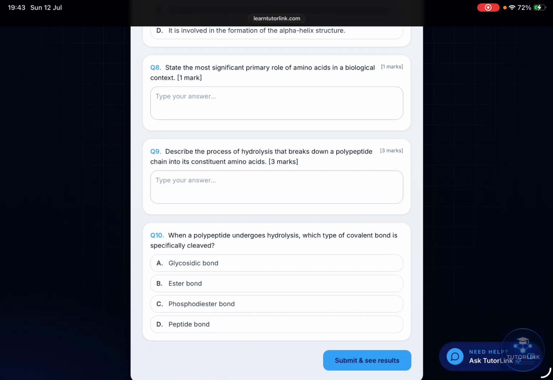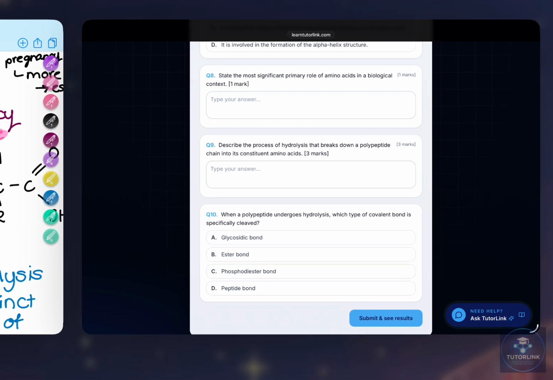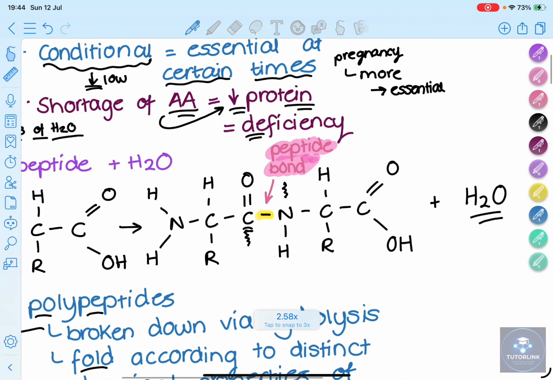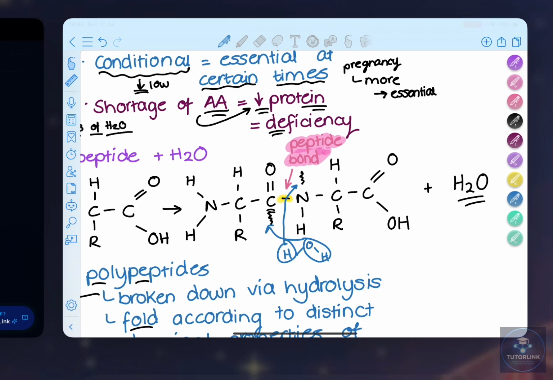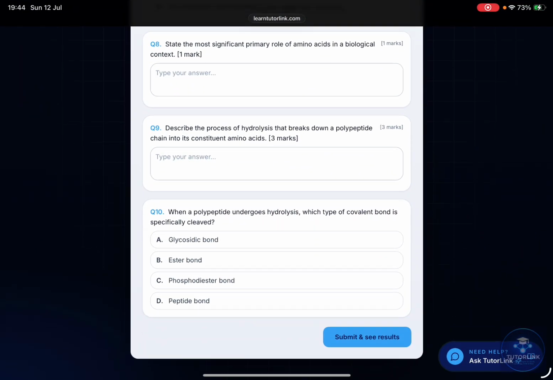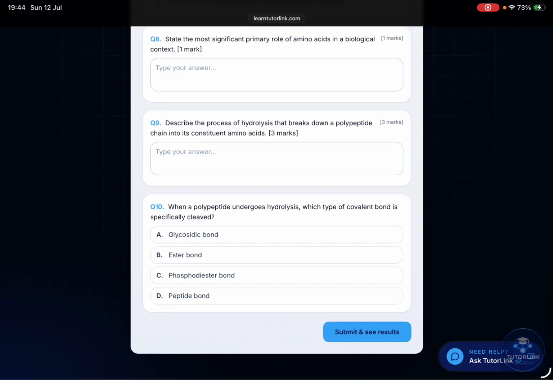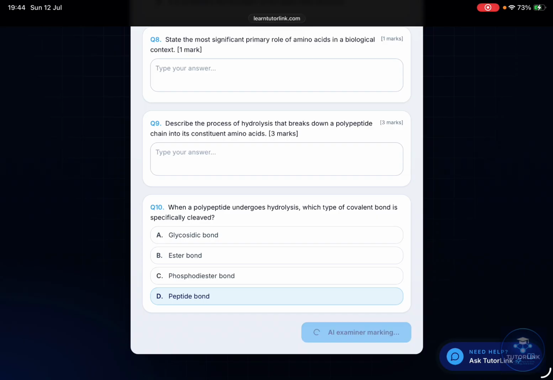Then describe the process of hydrolysis. That would basically be the addition of water. You can imagine here in our dipeptide, if we add water, which is H2O, this OH will come and bind here and this hydrogen will come and bind here. So that would cause the molecule to hydrolyze. Then when a polypeptide undergoes hydrolysis, which type of covalent bond is specifically cleaved? That's our peptide bond.